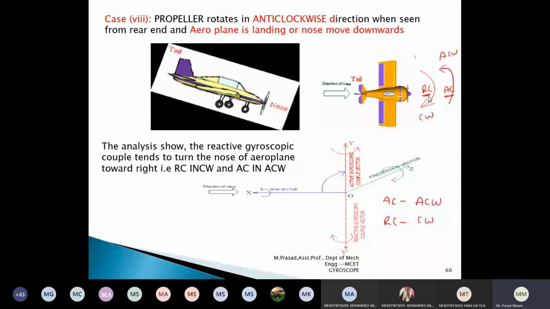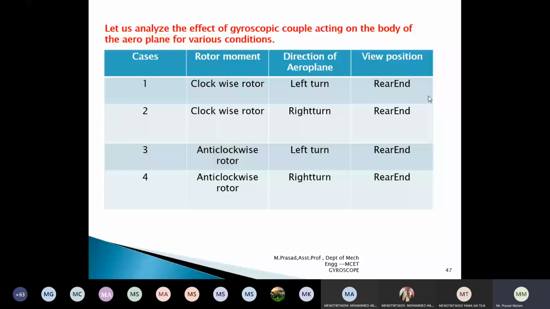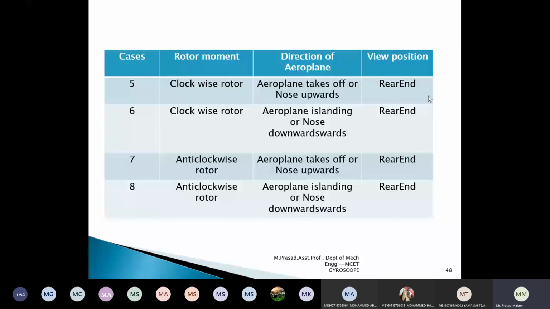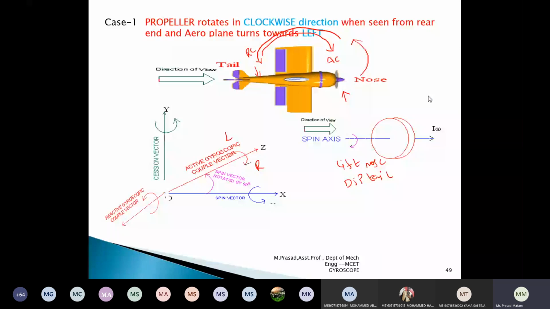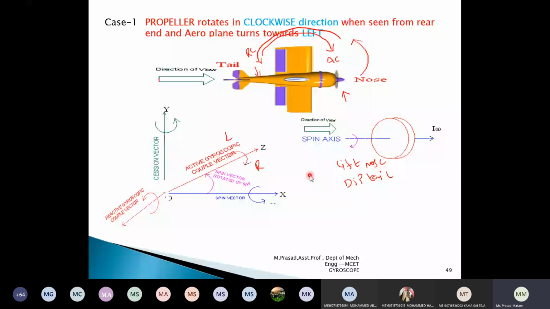So total 8 cases are there with me. Clockwise motion: left turn, right turn. Anti-clockwise motion: again left turn, right turn. Again clockwise motion, aeroplane taking off and landing. Anti-clockwise motion, aeroplane taking off and landing. You can see here, clockwise motion, aeroplane is moving in the forward direction. I would like to give only the gyroscopic effect. Forward motion is represented with the blue line.